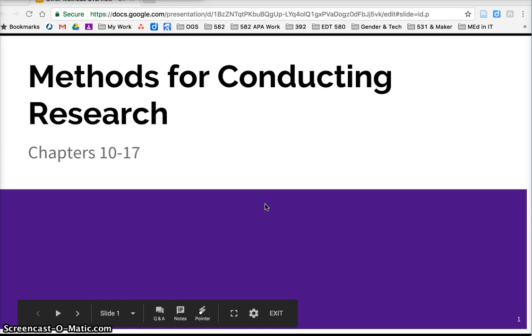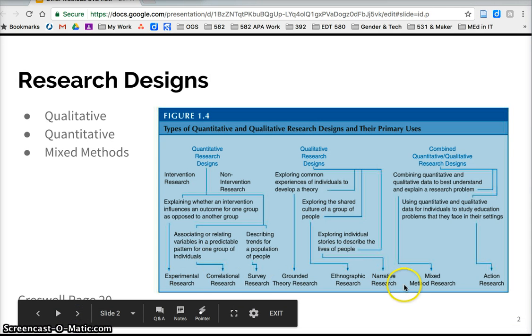My hope in this presentation is to give you an overview of some of the other types or methods for conducting educational research. As we've talked about, we've referenced this chart a couple times from the Creswell text. We have the major traditions of quantitative, qualitative, and then combined or mixed methods research. And then each of those can be further broken down into different methods.